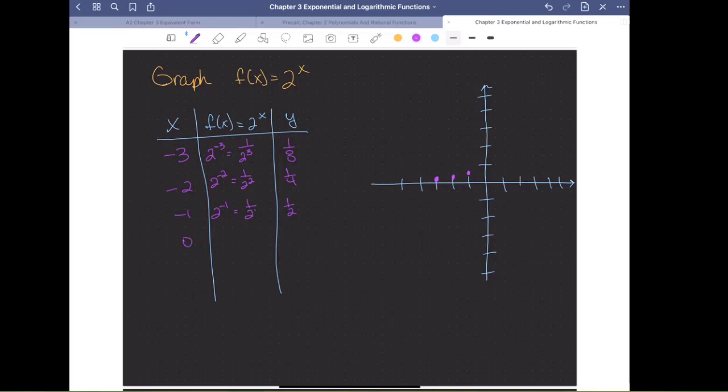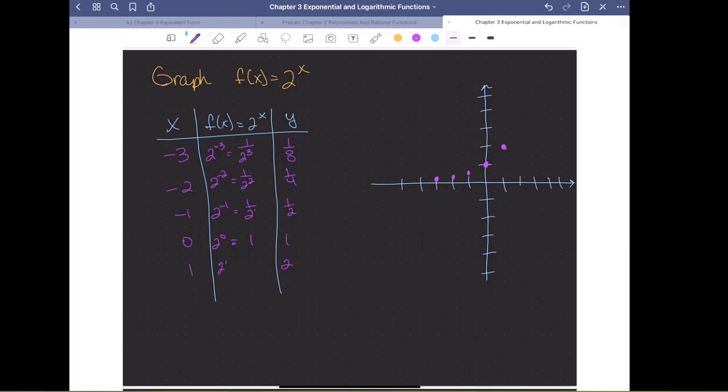I can put in 0. 2 to the 0. We know that any number raised to the 0 is going to give us 1. Good job. Hopefully we remember that from our mathematical experiences. So I'm going to plot that point. Then I'm going to throw in 1. So 2 to the 1 is 2, right? So at 1 we're at 2.